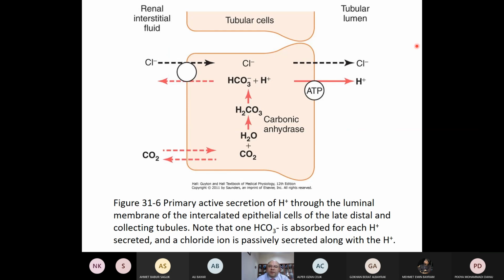You see here hydrogen secretion. This is the tubular cell. Again, carbon dioxide and water are combined in the presence of carbonic anhydrase. They form carbonic acid, and it will dissociate into hydrogen and bicarbonate. When bicarbonate is absorbed, hydrogen is secreted by a hydrogen ATPase pump, and chloride will diffuse out. So hydrochloric acid will be secreted, making the ultrafiltrate quite acidic. So the lowest value is pH 4.5. Lower than that can burn the tissues, okay?